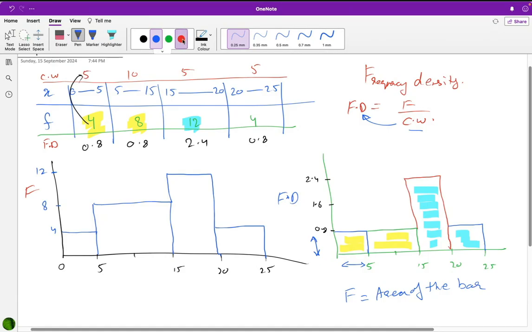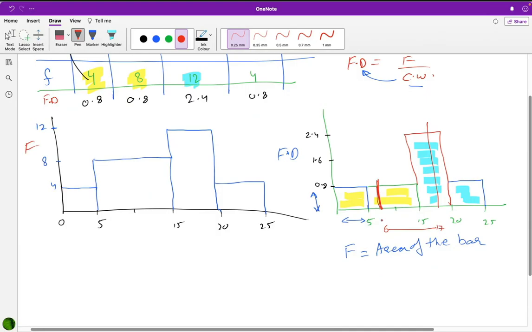Because the examiner may ask how many people are there from 6 to 17. I would know that 6 starts from this point and 17 is somewhere around this point. So I'm just going to find the area from 6 to 15. I know this width is 9 and the height is 0.8, plus from 15 to 17 the width is 2 and the height is 2.4. Getting it? So to find how many people there are, we have to find the area.